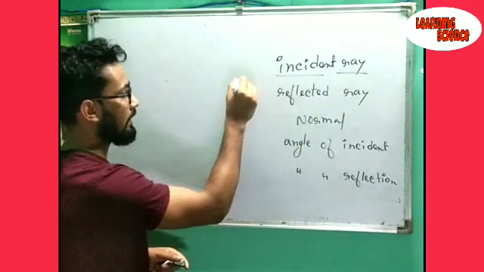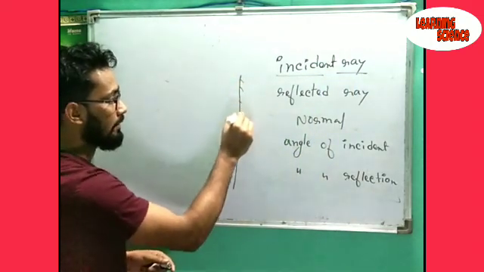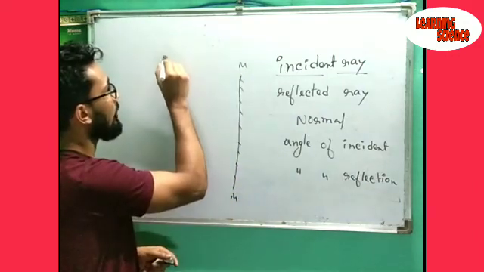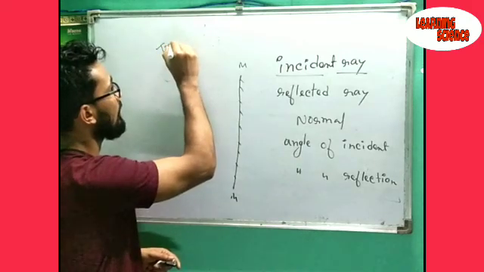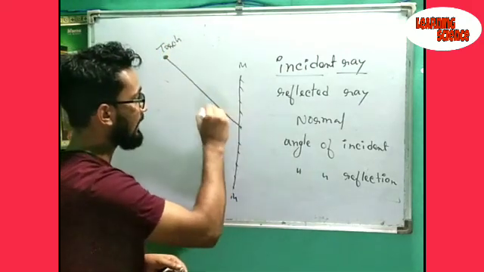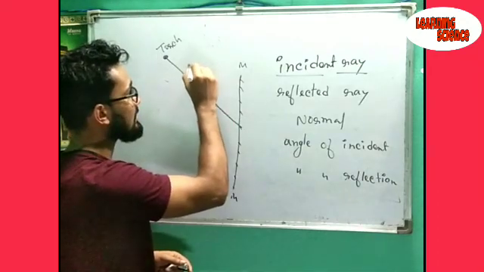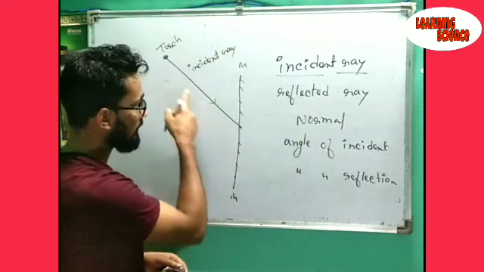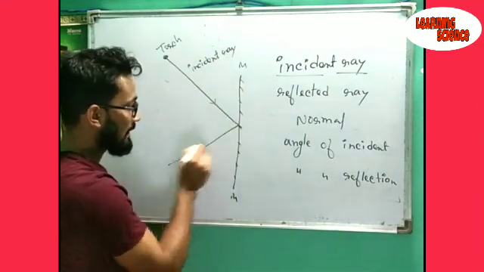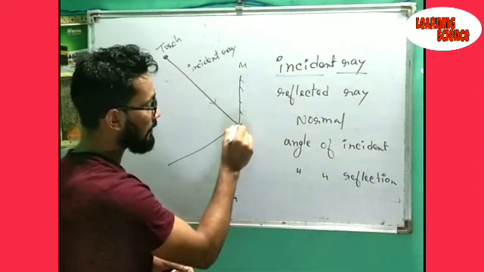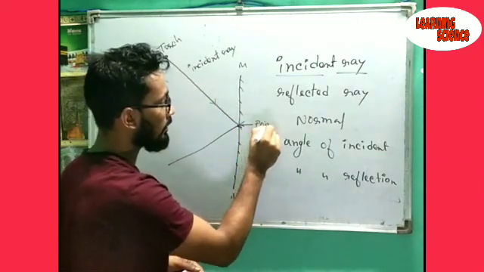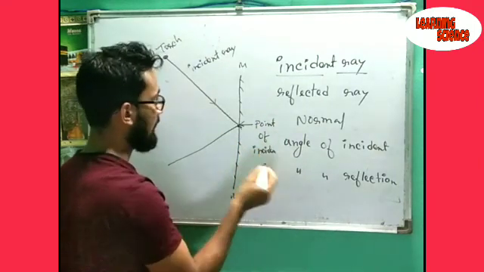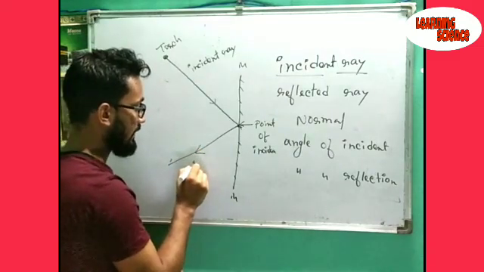Let's take a quick revision. Say this is a mirror, a plane mirror, and take a source of light, say a torch. From that torch, if a light ray falls obliquely, then this ray is the incident ray. After falling, light will bounce back. This is the point where the incident ray meets the surface. It's called the point of incidence. And this ray that bounces back is called the reflected ray.